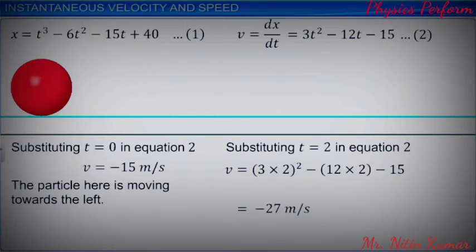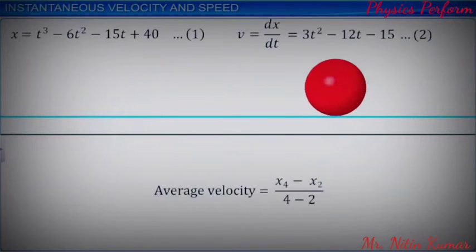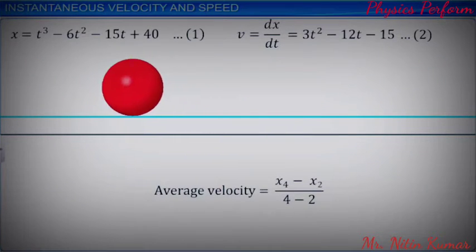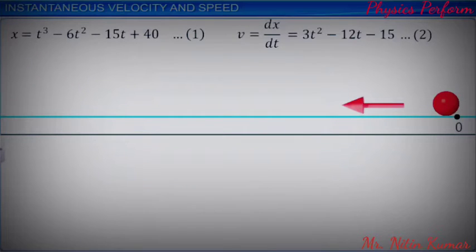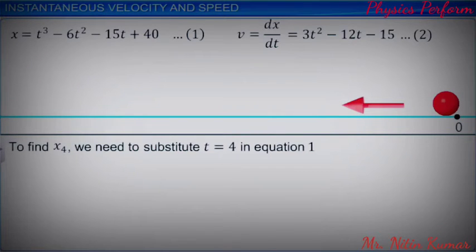Average velocity is equal to (x4 minus x2) by (4 minus 2). To find x4, we need to substitute t equals 4 in equation 1. x4 equals 4 cubed minus 6 multiplied by 4 squared minus 15 multiplied by 4 plus 40, which equals minus 52 meters. The particle is situated to the left side of the origin.